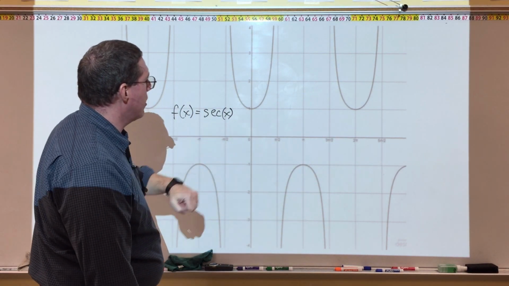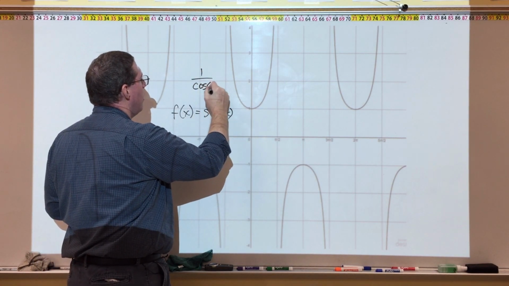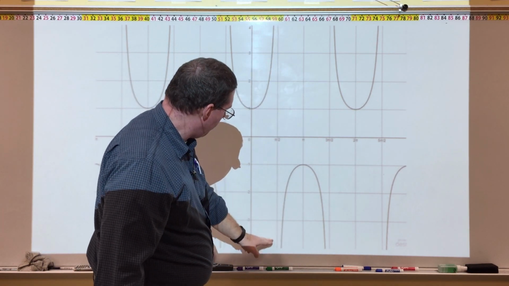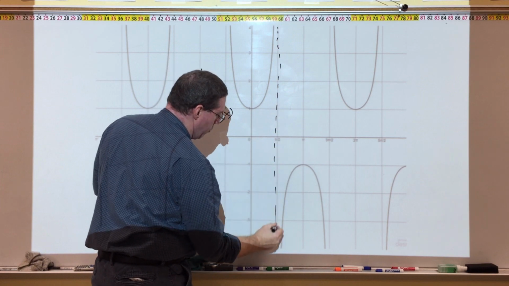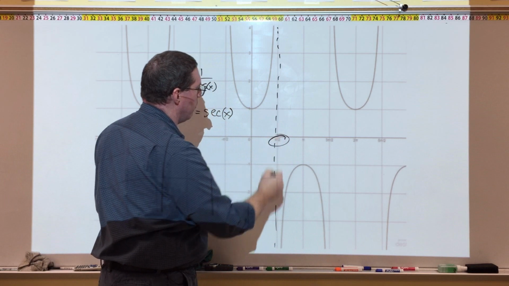How do I know this one's secant and not cosecant? Well, secant is 1 over cosine, and I know that. See this column right here, that's a vertical asymptote. It's the vertical line that goes between the u and the upside down u, and that's happening at pi over 2.